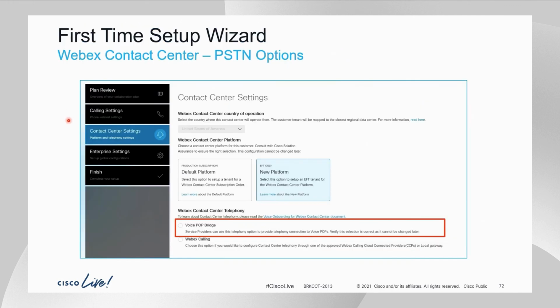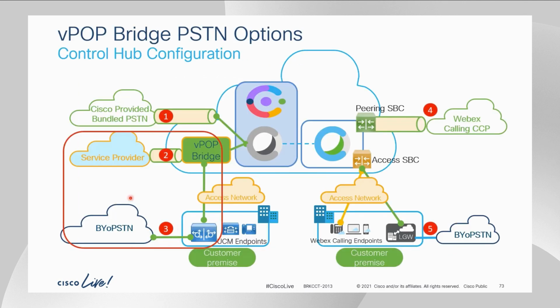Now, let's say once you're done selecting your new Webex Contact Center option, you did not purchase the Cisco provided bundle PSTN option and you want to take a look at other PSTN integration options. You can select between VoicePop Bridge or Webex Calling. The VoicePop Bridge over here is your options 2 and 3. Remember, this is the Webex Contact Center service provider terminating into the VoicePop Bridge, or the bring your own PSTN with Cube terminating to the VoicePop Bridge.